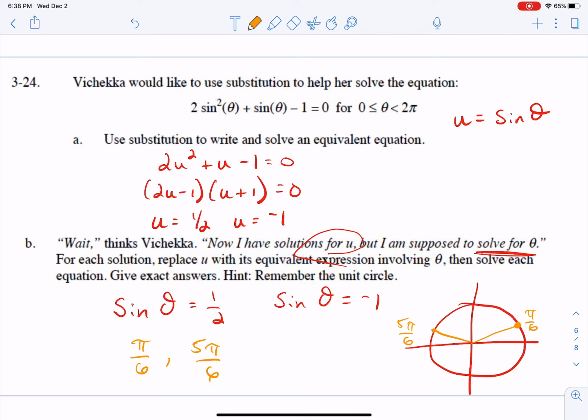And where is the sine of theta equal to -1? Down here at 3 pi over 2. So the sine of theta is equal to -1 at 3 pi over 2 on the unit circle.